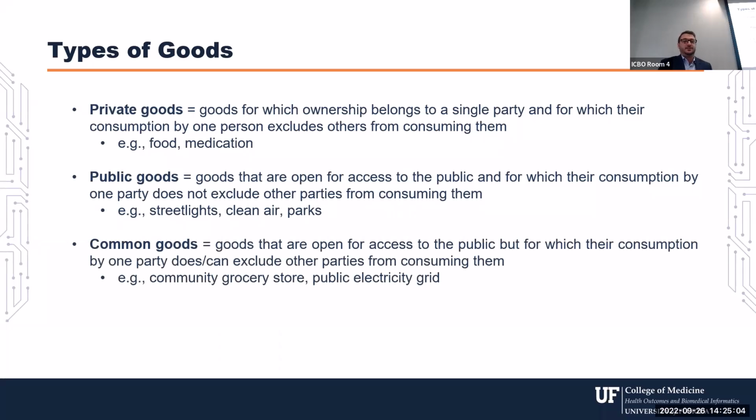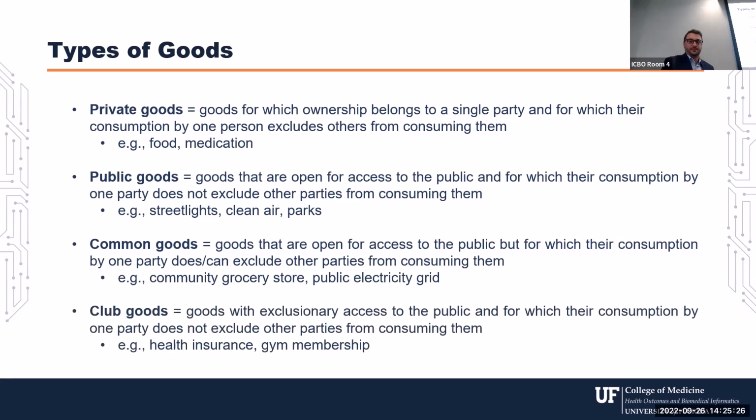Third, there are common goods. These are goods that are open for access to the public, but for which their consumption by one party does or can exclude other parties from consuming them. So a community grocery store has a certain physical capacity that it can hold, and once it reaches that capacity, people really can't enter it to go shopping. Public electricity grid is another example. And then lastly, there are club goods. These are goods with exclusionary access to the public and for which their consumption by one party does not exclude other parties from consuming them. Example being health insurance or gym membership.